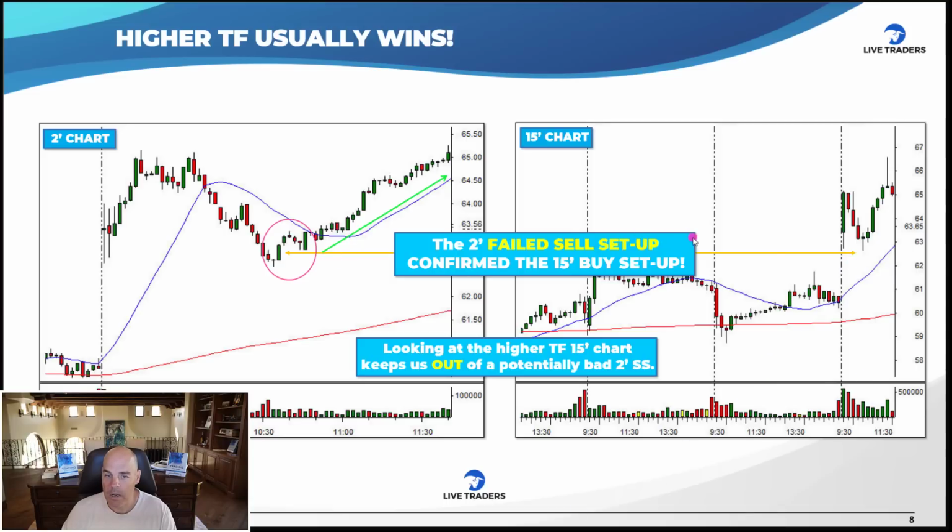This is a double dipper. This keeps you out of taking a terrible 2-minute sell setup and also helps you get into a better 15-minute buy setup that has a double bottom retest at support. Wide range green bar. I don't like when they pull back into these green bars, but it is a double bottom retest and it is at support.